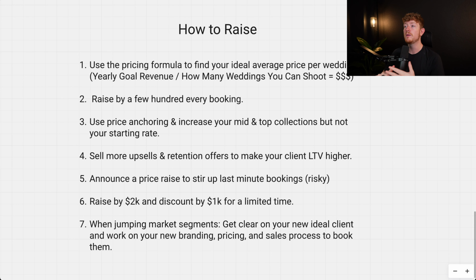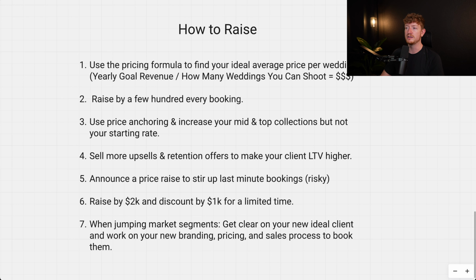So number 2, this is by far the easiest way to raise prices. This is what I recommend to all my students who are raising prices. Raise your prices by a few $100s with every booking. This is the most consistent, the safest, and the easiest way to raise prices. You need to also track your conversion rates as you do this. But every booking you get, raise your prices by a few $100s. Don't do any dramatic price jumps unless you are switching markets.